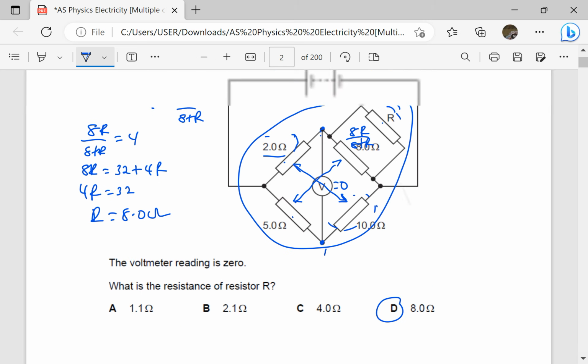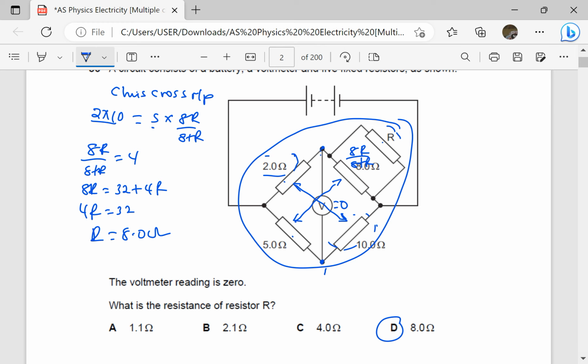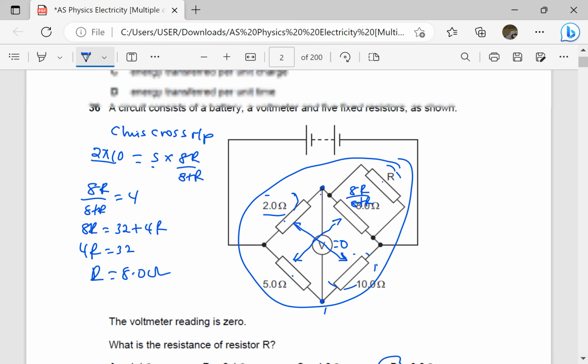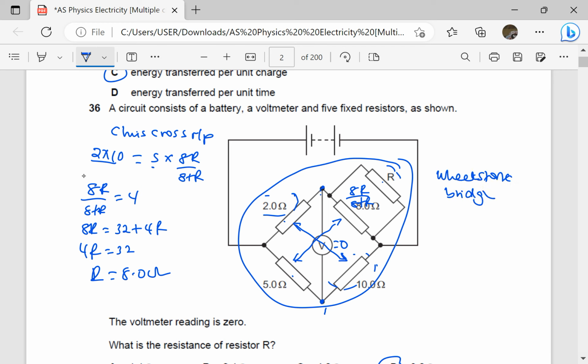Remember, the crisscross approach applies on a Wheatstone bridge only. This is called a Wheatstone bridge. If you do this in the laboratory, you realize that the crisscross relationship applies. You adjust the resistances until the PD across them is 0. You notice that the product of the resistor you have put here and the other one there will be the same as the product of the resistor you have put here and the other one there. That is if the voltmeter gives a 0 reading.